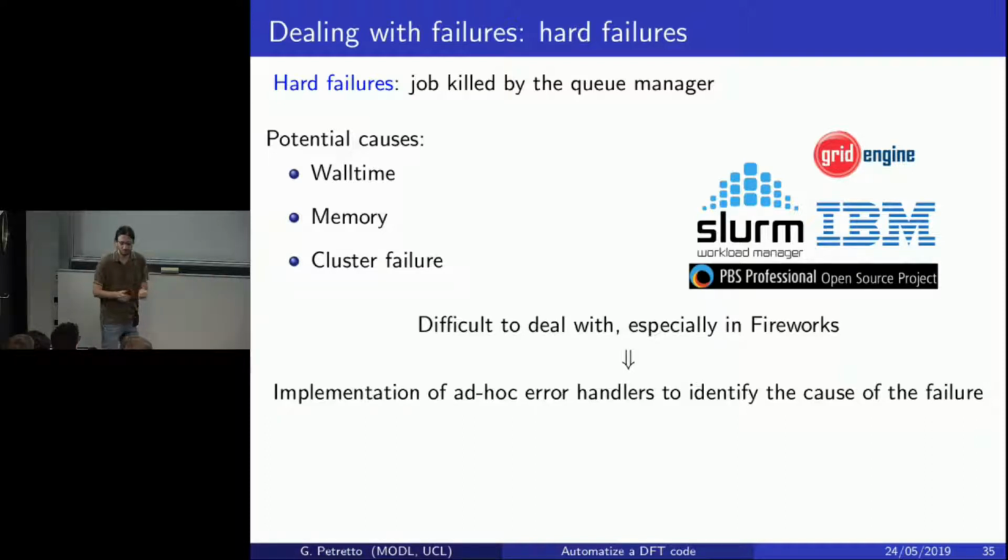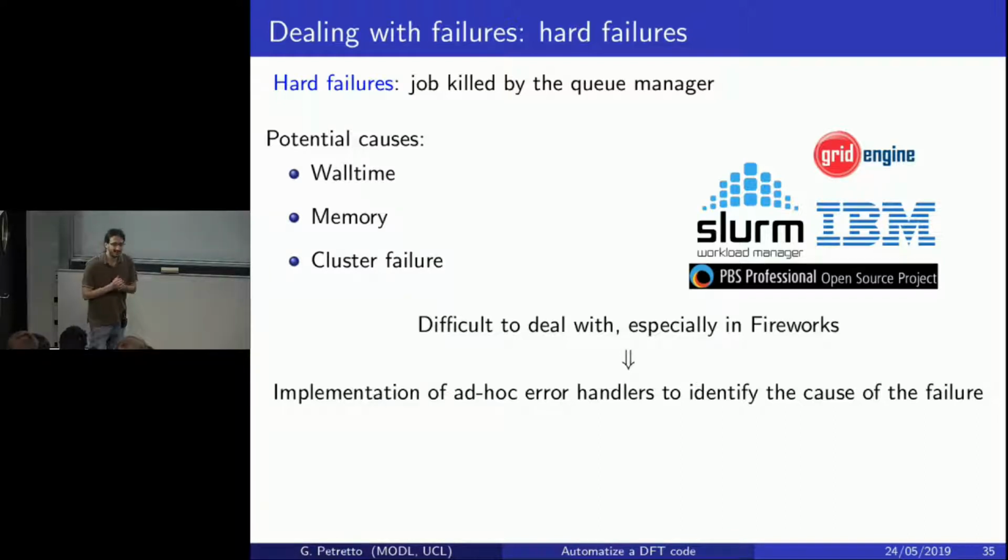And then what do you do? This is slightly more complicated to deal with in FireWorks, since as I've said, it's the Python code that is running that updates the database. So the database is not immediately notified because nobody had the time to tell the database that the calculation was being killed. Still, there are tools to go and check easily that a calculation is actually lost and recover it, but still one has to try to figure out which of the causes are these.